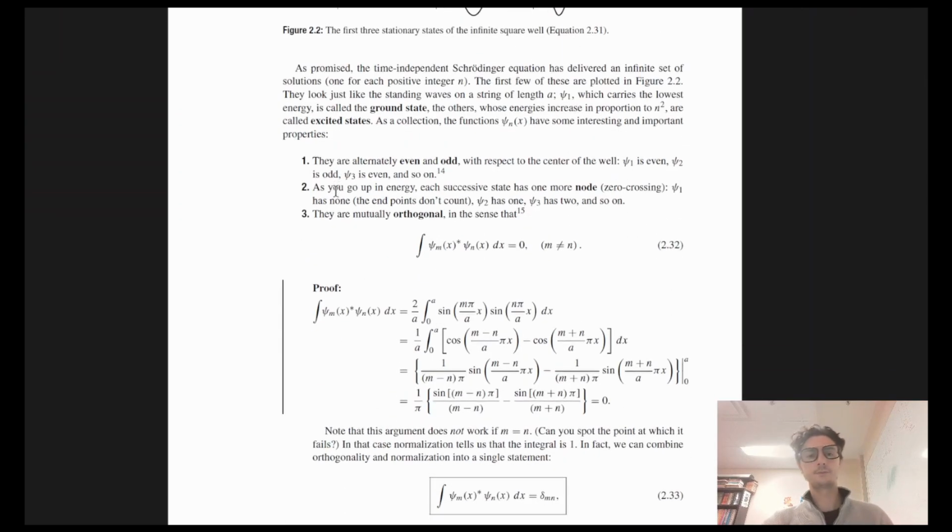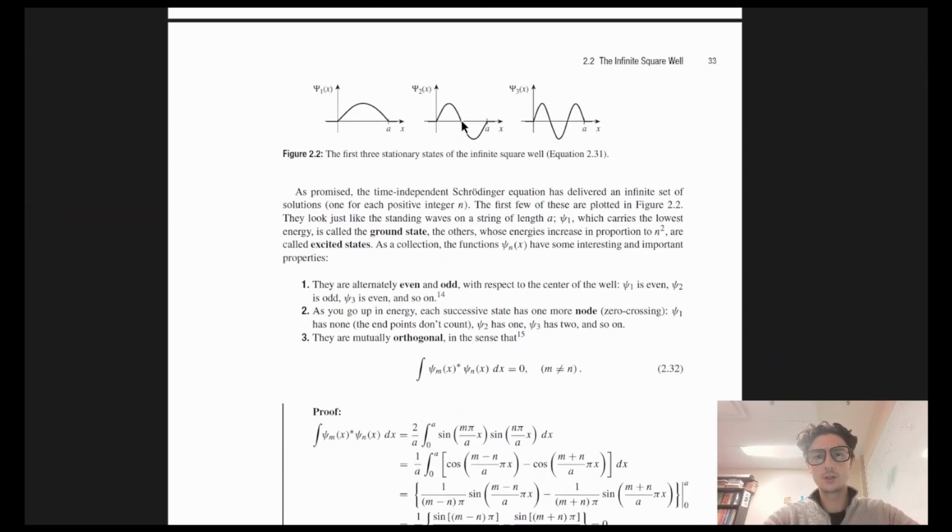That's important to know. As you go up in energy, each successive state has one more node, or zero crossing. Psi 1 has none, since the endpoints don't count. Psi 2 has one, so it crosses the x-axis once. Psi 3 has two, and so on.